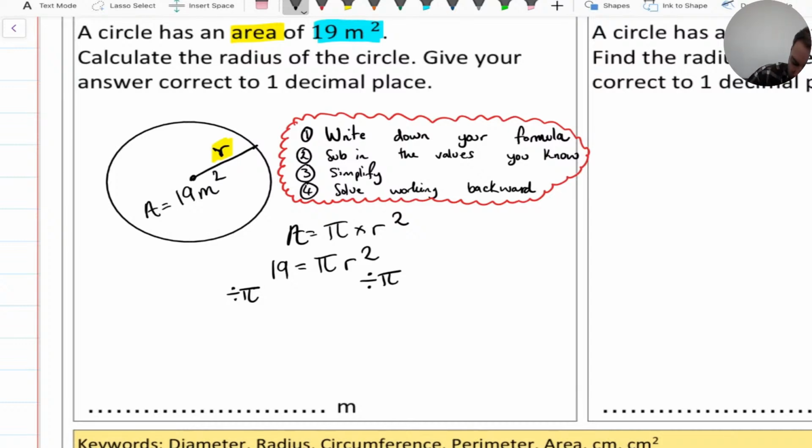And this is where it gets a little bit tricky. If I divide the right-hand side by pi, I'm just left with r squared. But in your calculator, we need to divide the left-hand side by pi, which is going to be 19 divided by shift pi. And 19 divided by pi is 6.04.